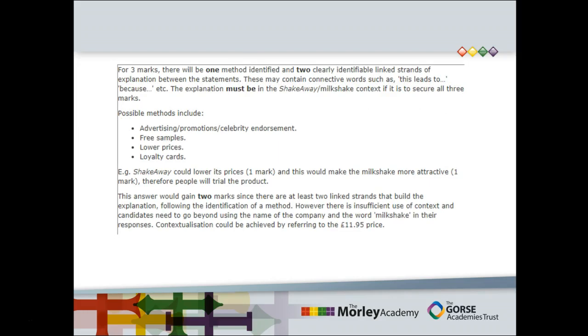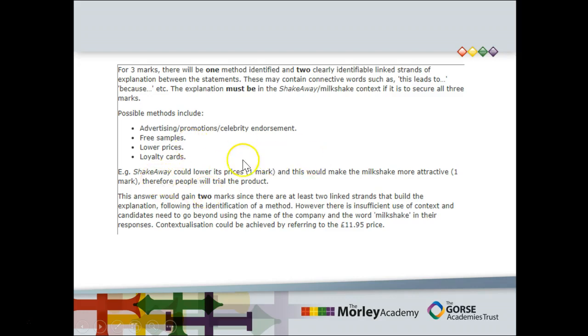So the ones that we've just talked about, advertising, free samples, lower prices, loyalty cards, but it's a milkshake. You could lower the prices, and in the case study above, which you didn't see, there was quite a lot of context about how much it was, and it was $11.95. So lowering the price would probably be a good idea. But for any sort of food orientated thing, free samples would have been a good answer too. But as we can see, lower prices make the milkshake more attractive, therefore people will try the product.